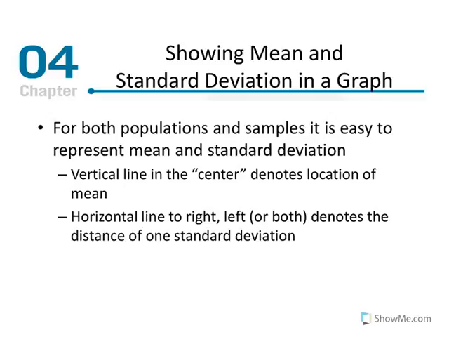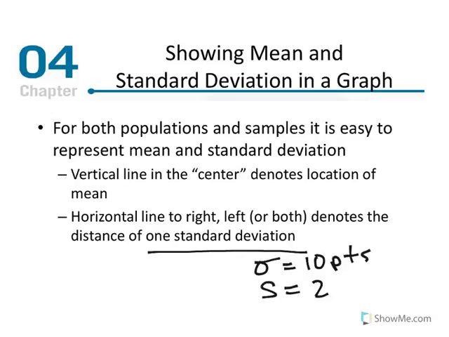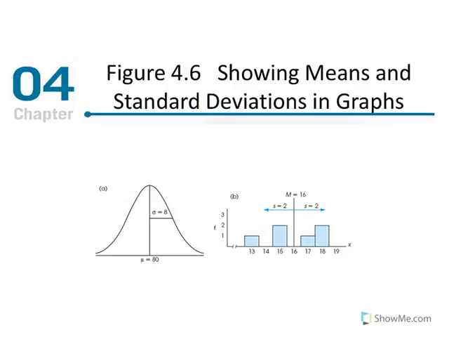Then we can place a horizontal line from right to left, on both sides from the mean, and that denotes the distance of one standard deviation. So when we talk about one standard deviation, whether it's a population, let's say it's equal to 10 points. So again, one is equal to 10 points. Depending on the distribution, we can identify how many points one standard deviation is equal to. So visually, this is what we're talking about.